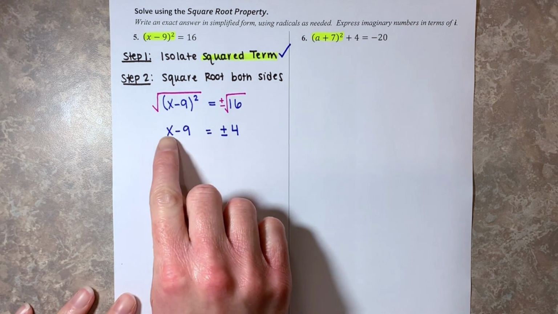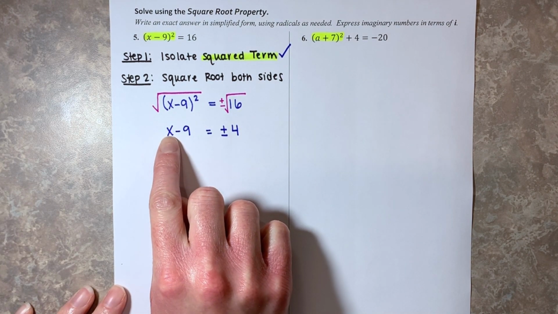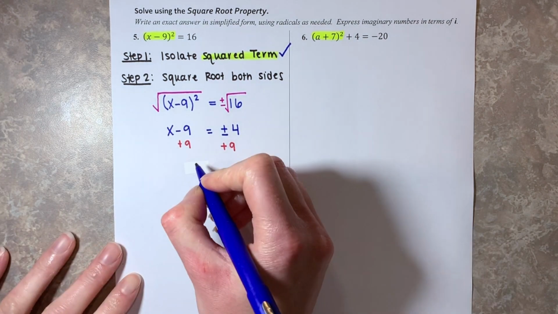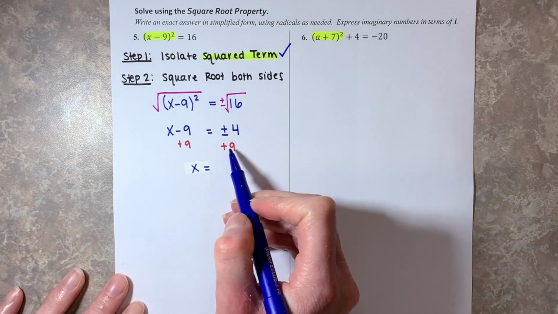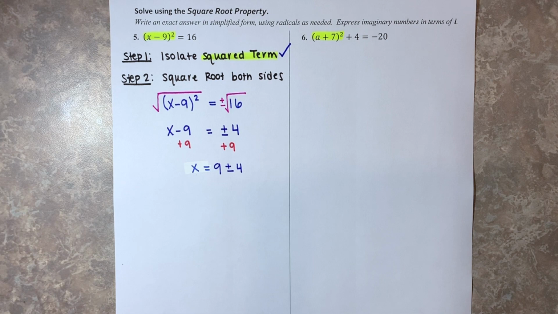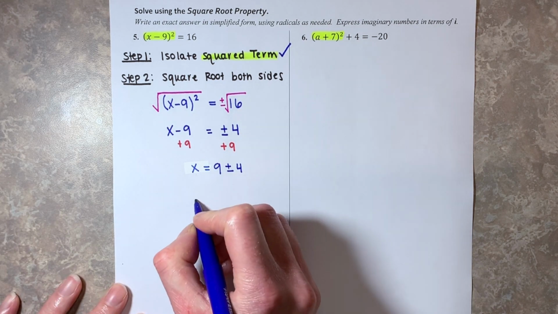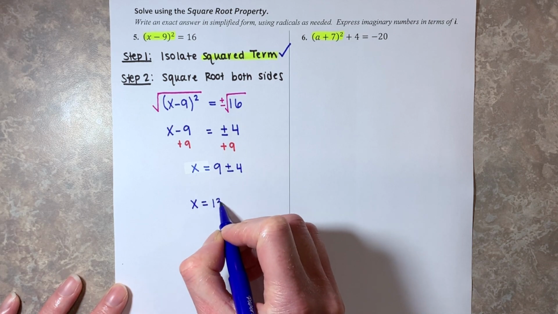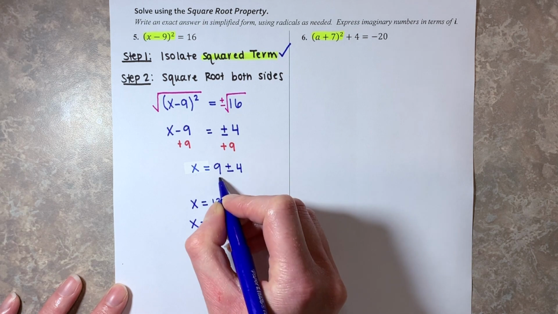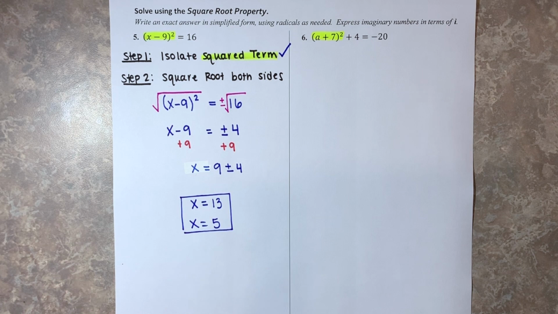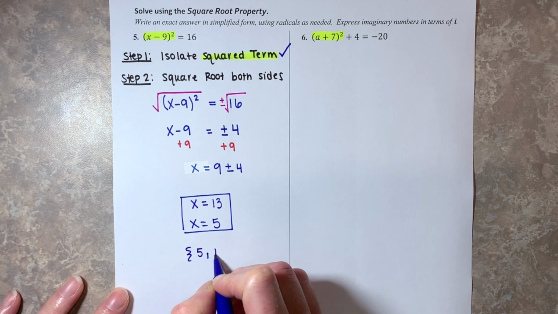Now we want to go ahead and solve for the variable. So to solve for or isolate the variable, let's add 9 to both sides. This will leave us with x is equal to, and I'm going to write this as 9 plus or minus 4. Now we can simplify this into our two separate answers. The first answer will be 9 plus 4, which will give us 13. And the second answer will be 9 minus 4, or 5. And we can write our final answer like this, or if we use the solution set notation, we can write our final answer like this.